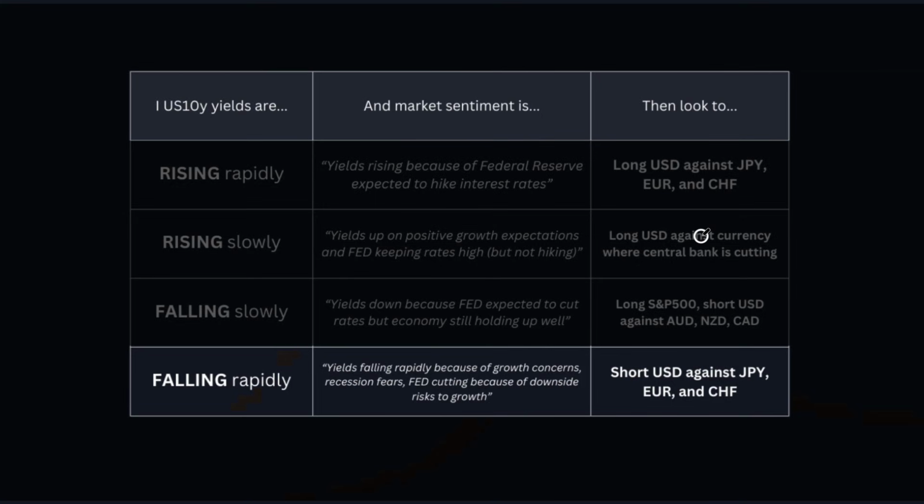And finally, risk-off. This is the big one. This is the huge one, okay? Yields are falling, and they're falling rapidly. Maybe it's a recession, maybe it's a pandemic hitting the world, whatever it is, this is where investors are scared. They dump everything to buy bonds for safety. Now, look at the trade. In this case, you short the dollar against the Japanese yen, the euro, and the Swiss franc. The exact opposite of scenario 1, of course.